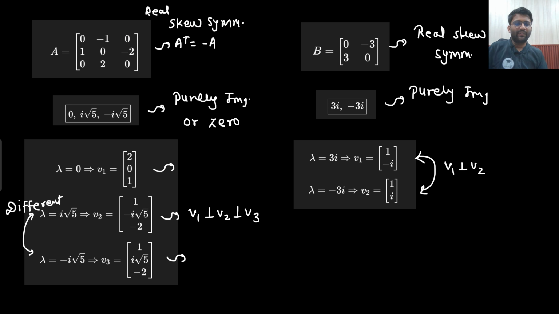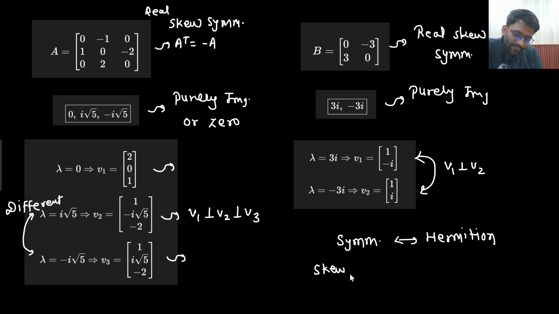Understandable? So with respect to example we have seen. So whatever that we have studied, do you remember the brothers? I told you that a symmetric matrix is the brother of a Hermitian matrix, right? They are the brothers. And skew symmetric is the brother of a skew Hermitian. Do you remember this friendship, skew Hermitian?